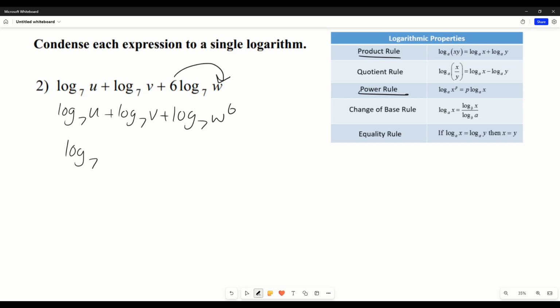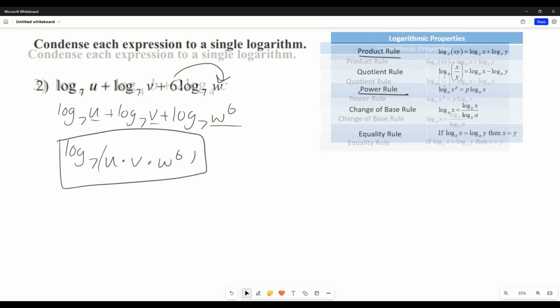Okay, we keep that, and then let's just take whatever these are equal to, u, v, and w to 6, because they're being multiplied by the product rule. U times v times w to 6, and this is our answer for question 2.